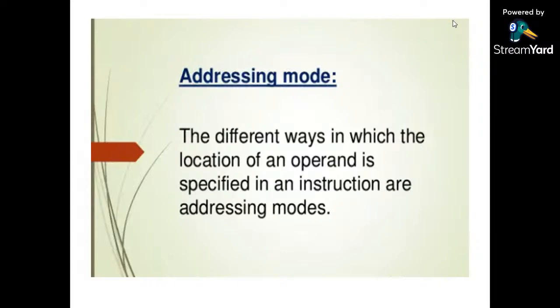Addressing mode is the different ways in which the location of an operand is specified in an instruction. What are we trying to say? Whenever an instruction is fetched into the processor, we are very clear on what the processor does: it tries to decode that particular instruction. While decoding, it is trying to find out what the opcode is and what the operand is.